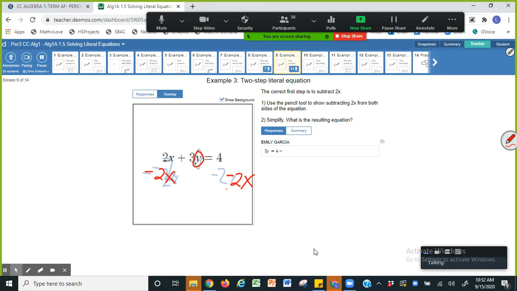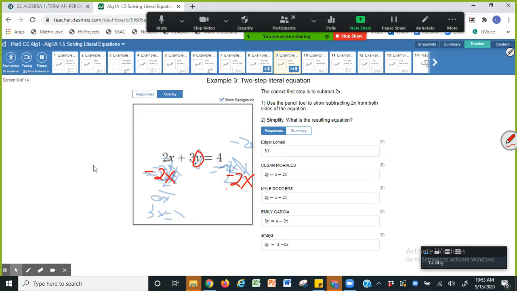So then how will your equation look like? And Emily wrote 4 minus 2x. That was quick, Emily. Good job. So 3y is equal to 4 minus 2x, Emily said.